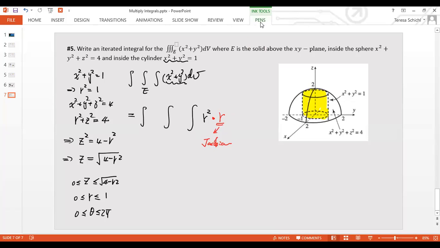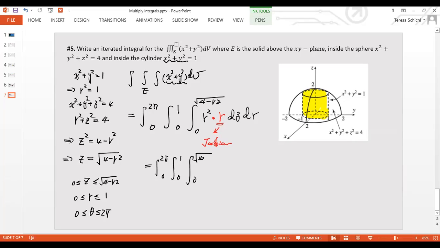Okay, now which one am I doing first? dz, right? Because I want to integrate it out first. So dz is from 0 to square root of 4 minus r squared. Now, after dz, I do dr, from 0 to 1, correct? And then d theta is 0 to 2 pi. So this is 0 to 2 pi, 0 to 1, and 0 to square root of 4 minus r squared of r cubed, dz, dr, d theta, okay?